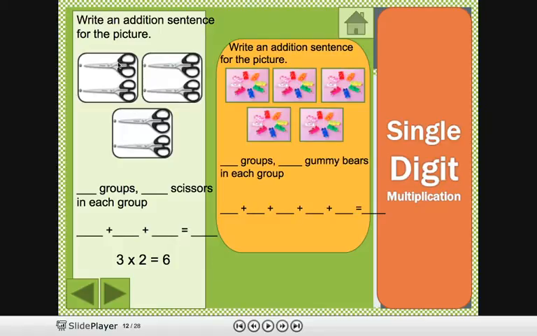Here we have 1, 2, 3 groups of scissors and 2 scissors in each one. So 3 groups with 2 scissors in each would be 2 plus 2 plus 2, which equals 2 plus 2 is 4, plus 2 more is 6. So our multiplication problem is 3 times 2 equals 6.